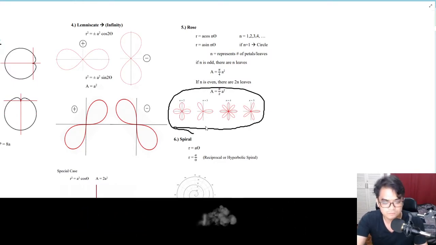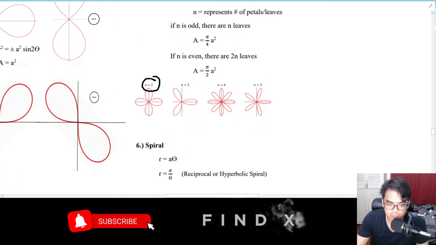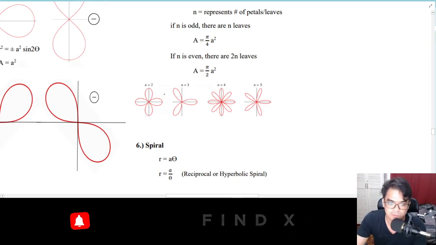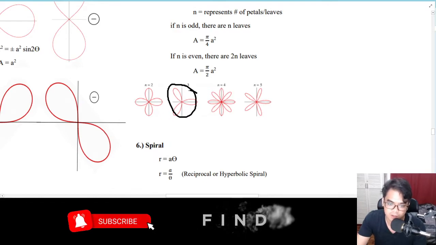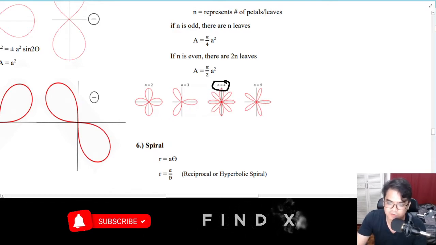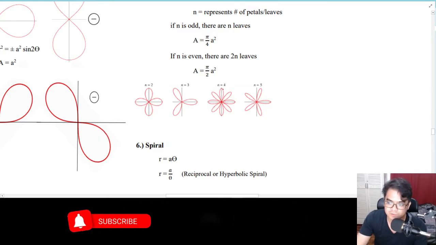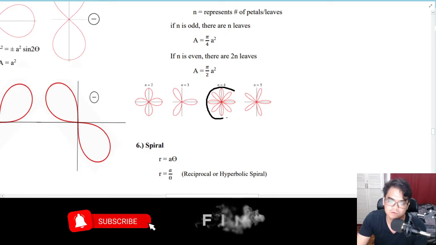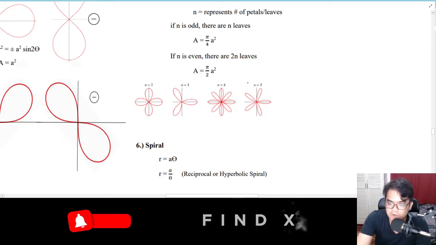So let me zoom in. As you can see, if n is equal to 2, that is even, so the number of leaves will become 4 because it is times 2. But if n is equal to 3, that is an odd number, then the leaves will be 3. For n equal to 4, that is even, that's why the number of leaves will be 2n or 8. So there are 8 leaves. And for n equal to 5, there will be 5 leaves because that is an odd number.